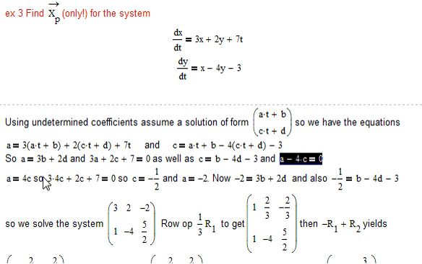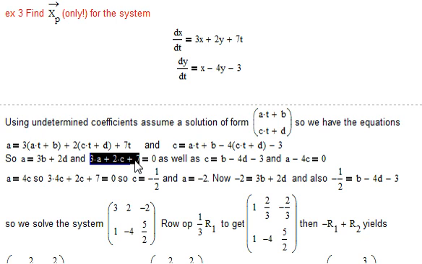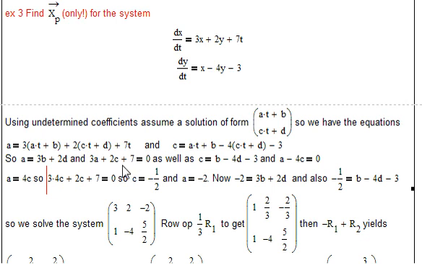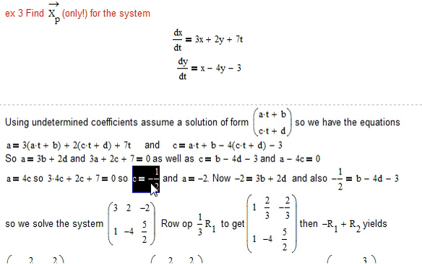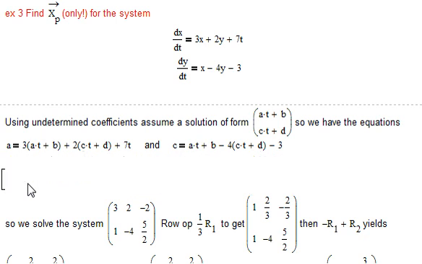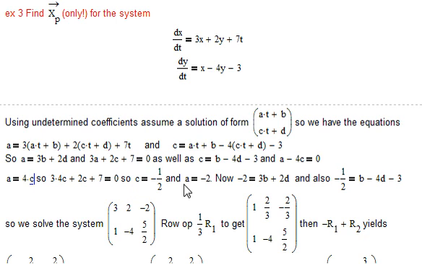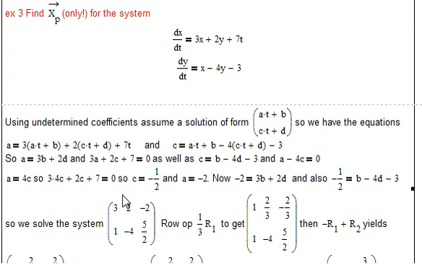I mean, a equals 4c, and so if we put that back in for a, then we got 3 times 4c plus 2c plus 7 equals 0, so therefore 14c plus 7 equals 0, so c equals negative a half. So we got c is negative a half, and if we know c, then we got a, so a is negative 2. So now what?